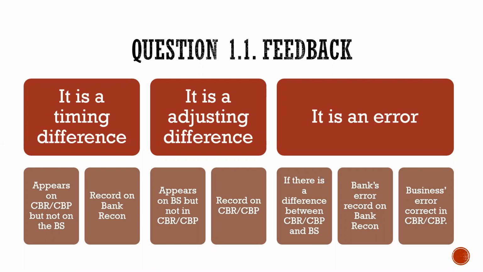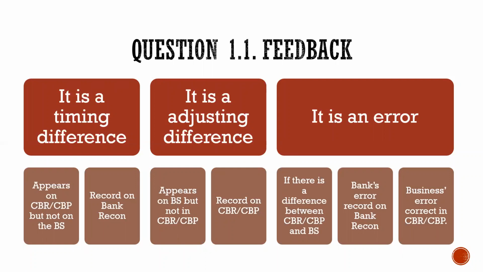Okay, but because of the fact that they've already given you the information, it's already been recorded, so you will include it on your bank recon. So if it's the bank's error, you put it on the bank recon. If it is our error, so the business error, you go correct it on your cash book receipt, cash book payment, to reflect what the balance should be.